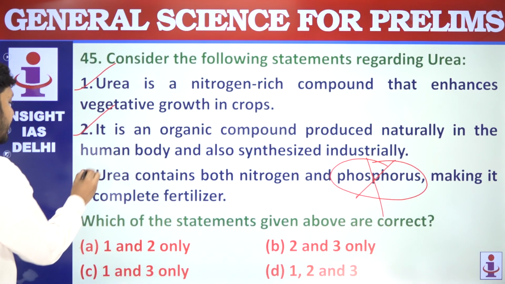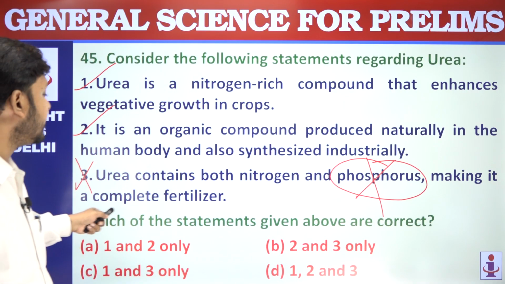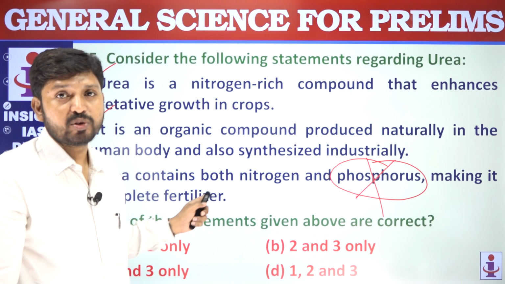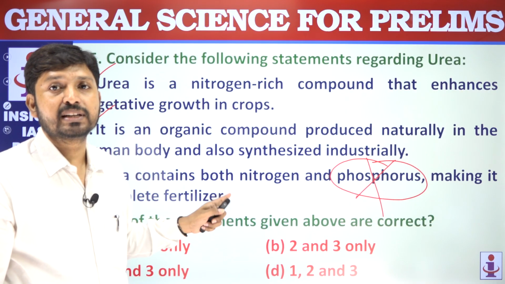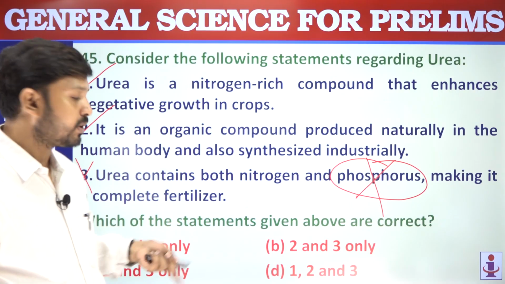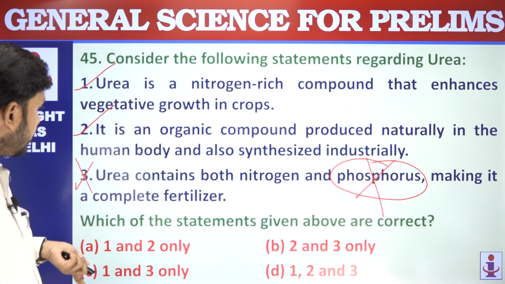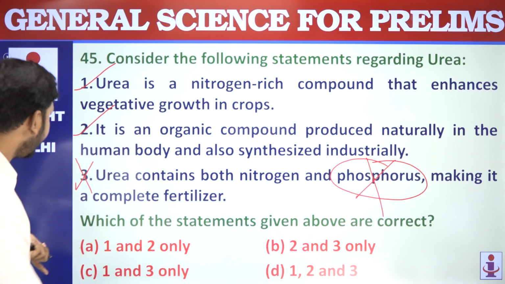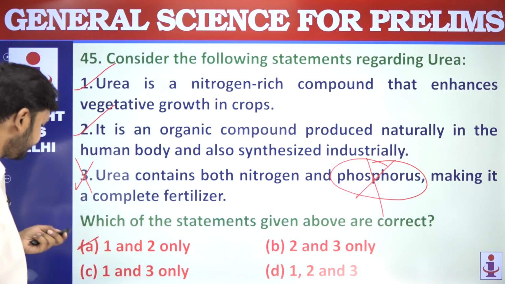So this makes this statement wrong, because urea is not a complete fertilizer. Remember, urea is not a complete fertilizer. A complete fertilizer is nothing but NPK, in certain proportions. So this third statement is wrong. They are asking for the correct ones. So 1 and 2 are correct. So our answer will be A.